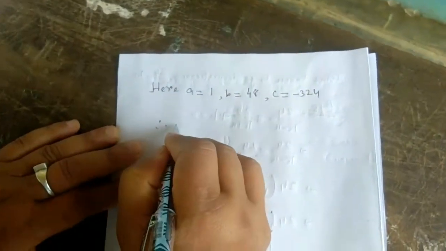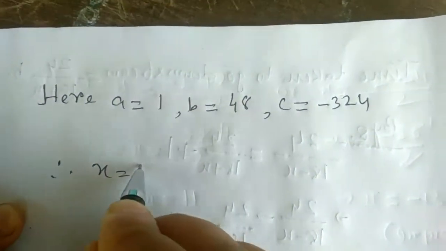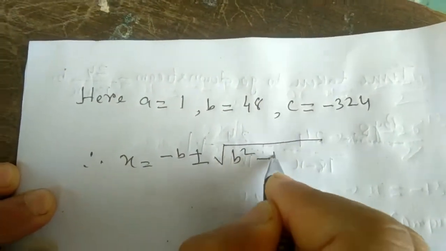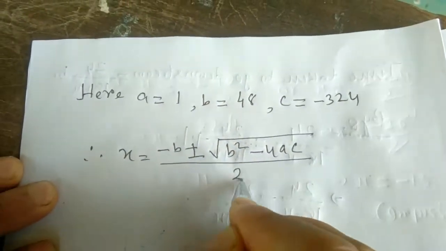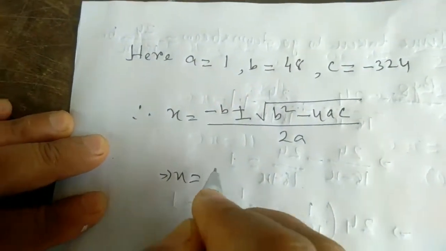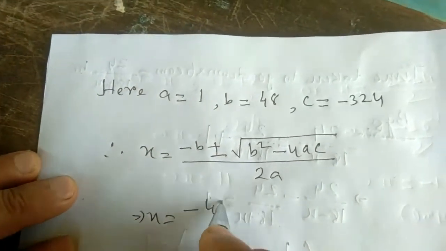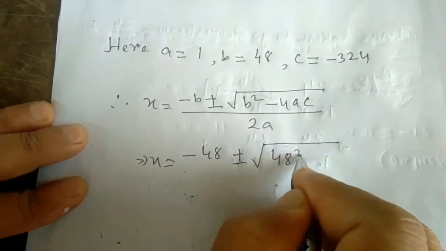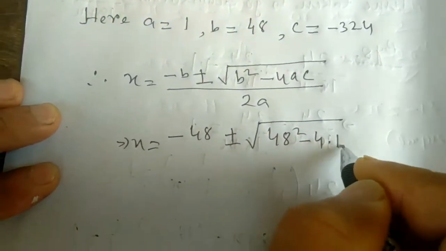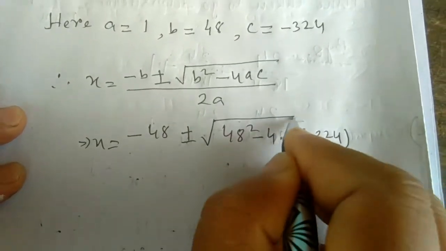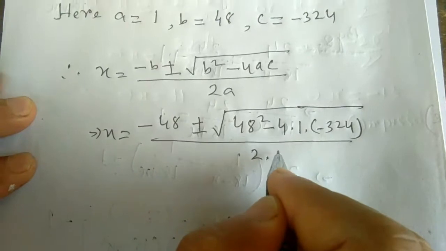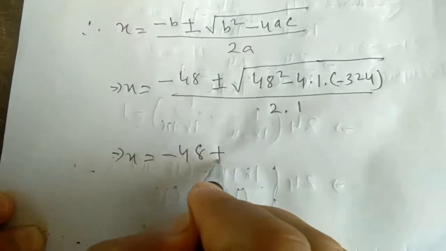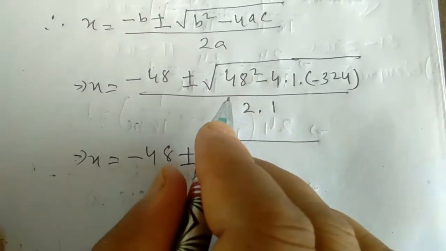Therefore, the formula of the quadratic equation: x equal to minus b plus minus root over b square minus 4ac by twice a. Put the value of b, which is your 48: plus minus root over 48 square minus 4, a value 1, c value minus 324, by twice a value 1. Okay, next x equal to minus 48 plus minus root of 48 into 48, you break.